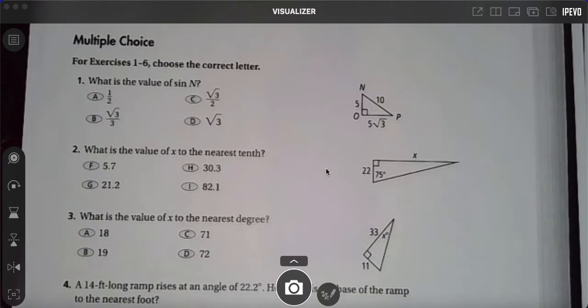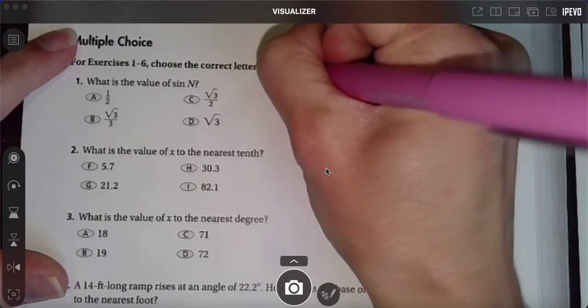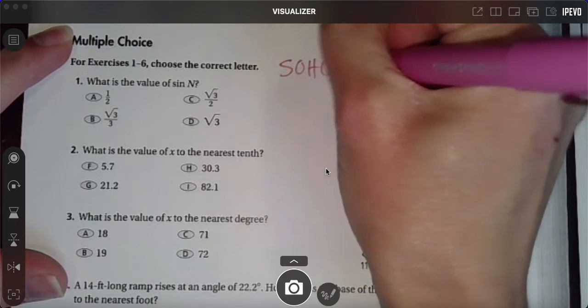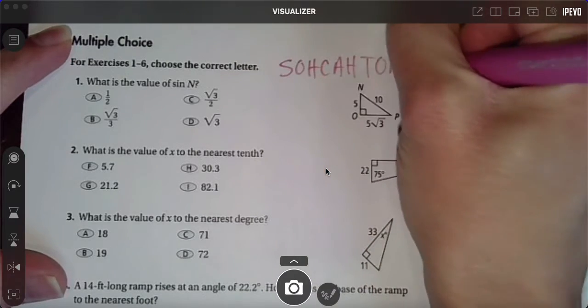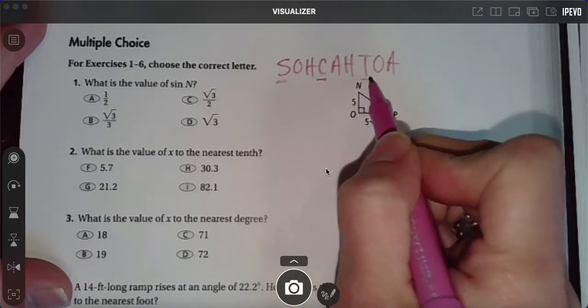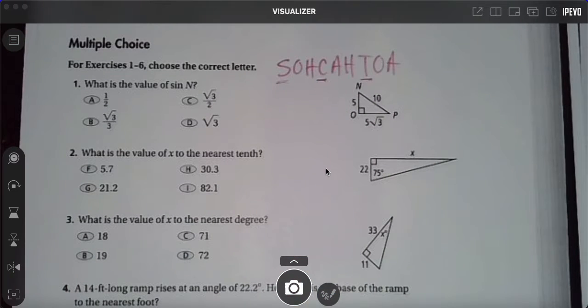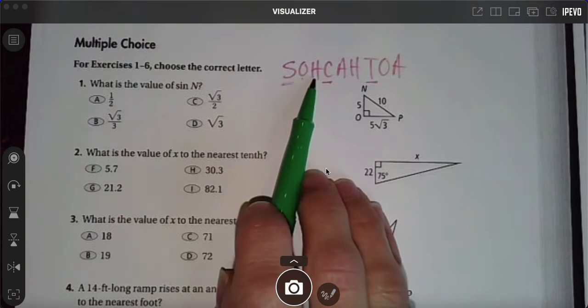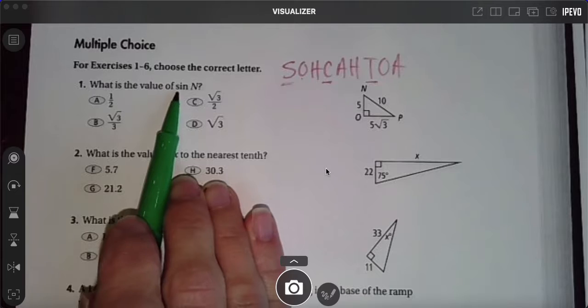This is what you need to remember: SOHCAHTOA. This is your sine function, your cosine function, and your tangent function. Those are the three things that we learned in the last class. This says that the sine function is opposite over hypotenuse. Okay? Let's go ahead. That's what they're asking for.